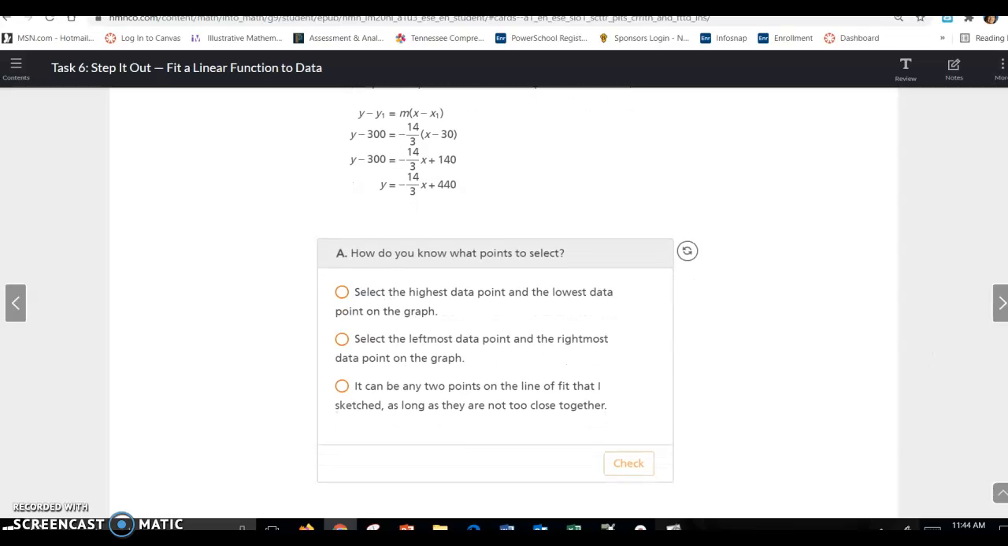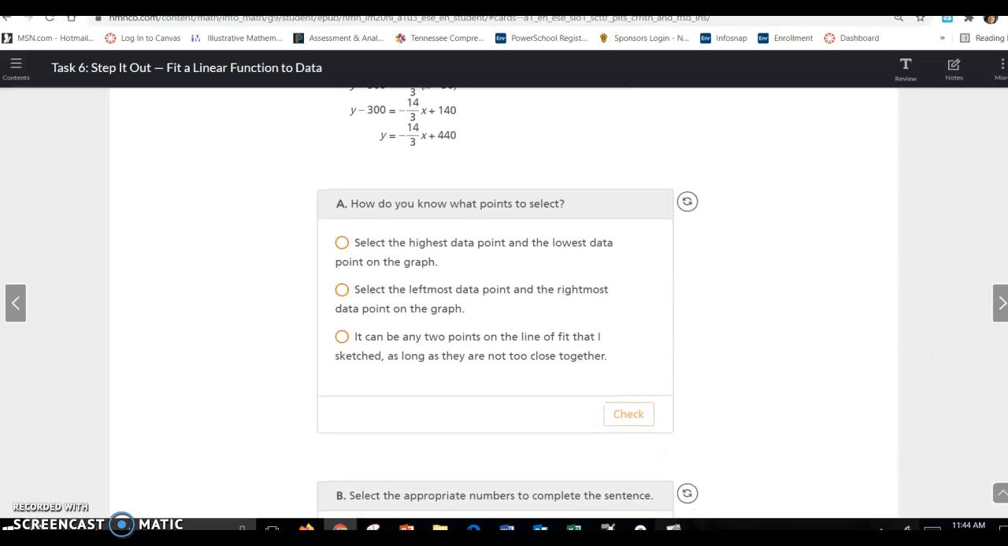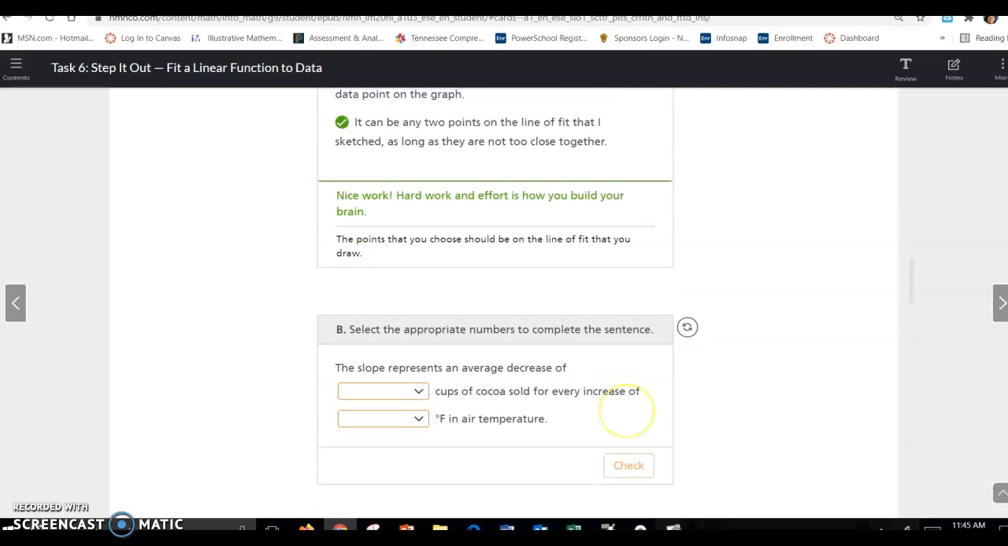All right, it says, how do you know what points to select? All right, so you can select any points you want, but let's see what it says. Select the highest data point and the lowest. Select the leftmost and the rightmost. It can be any 2 points on the line as long as they're not too close together. Okay, so it can be any 2 points.